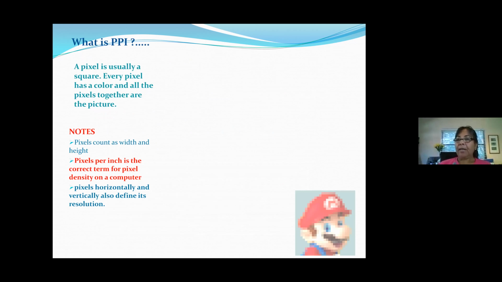Now, DPI, we are talking pixels per inch. Now we are changing and we are talking about dots, images, virtual, okay? A pixel is usually a square. Every pixel has a color, and all the pixels put together is how we make the image.